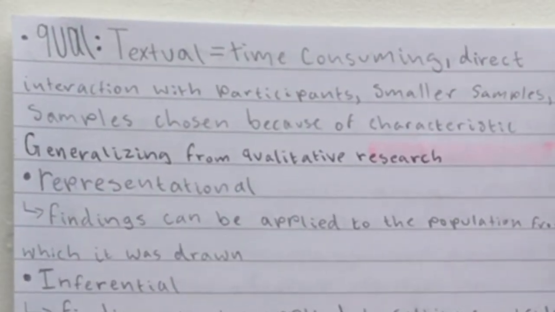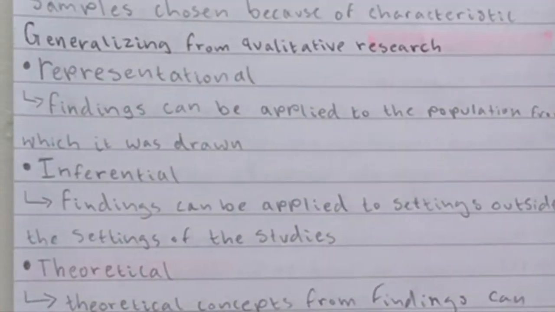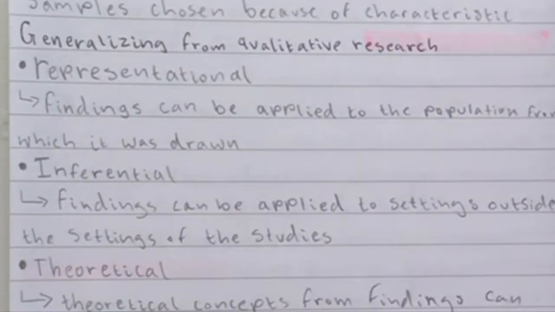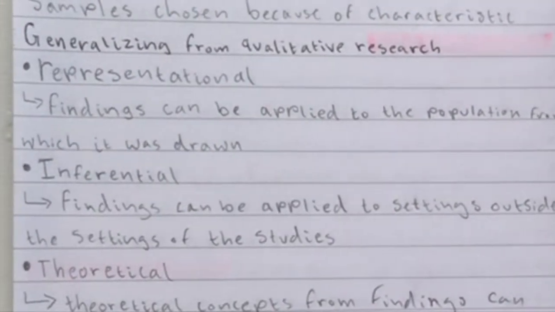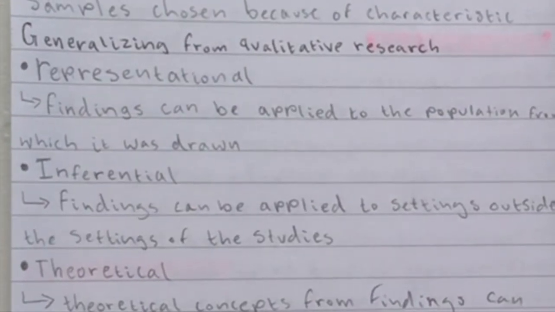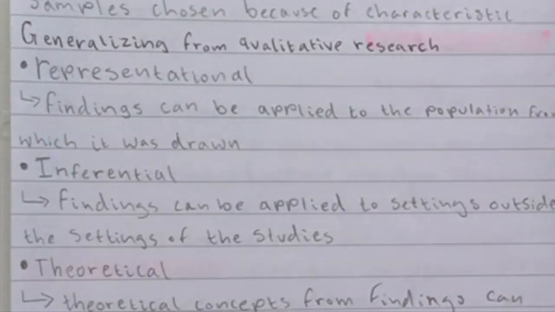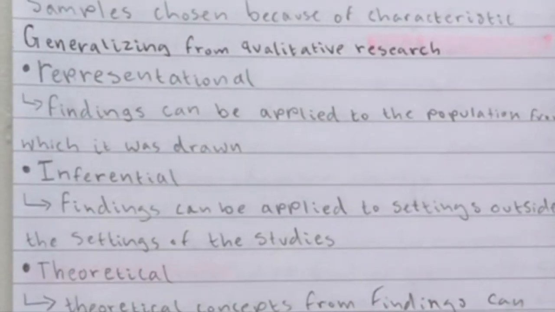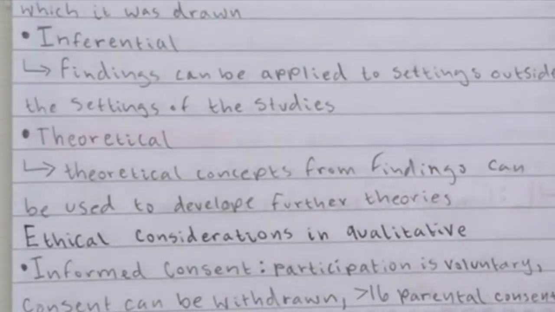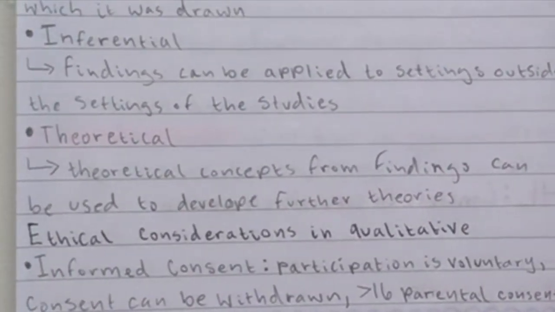Now, there's also inferential generalization, which is that the findings can be applied to a setting outside of the setting of the study. So let's say you do your study in a lab. You should be able to apply your findings to real life, essentially, or to a different country, or wherever you please. Theoretical generalization means that the concepts that you find from your studies can be used to develop further theories or already existing theories.